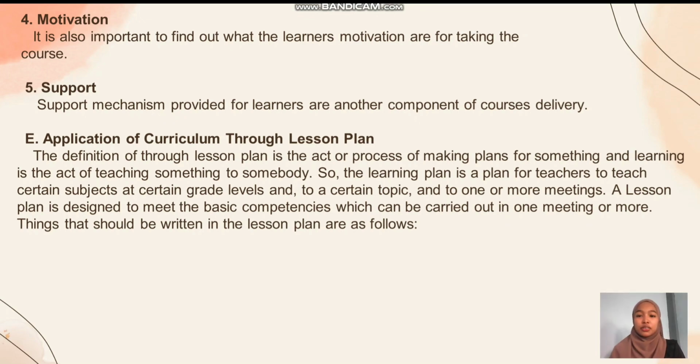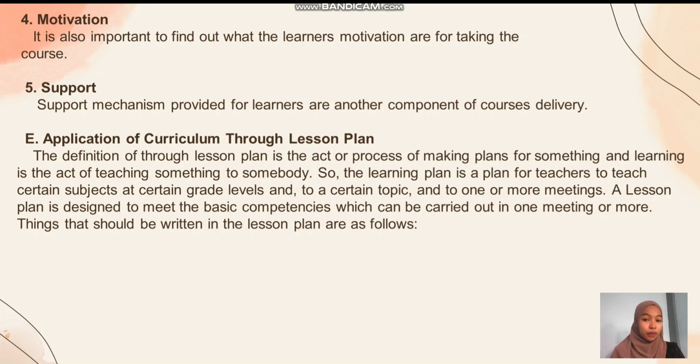E. Application of curriculum through the lesson plan. The definition of the lesson plan: planning is the act or process of making plans for something, and teaching is the act of teaching something to somebody. So the lesson plan is a plan for a teacher to teach a certain subject at a certain grade level and on a certain topic, in one or more meetings. A lesson plan is designed to meet the basic competence, which can be carried out in one meeting or more.